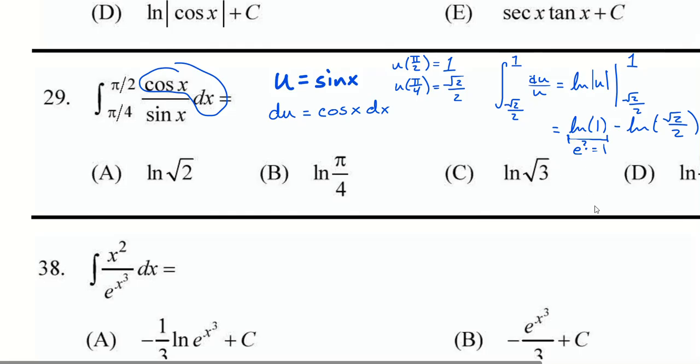It's weird right now because right now my answer says 0 minus the natural log of root 2 over 2. Is this one of these answers, do you think? I bet it is. Which one? Why B?